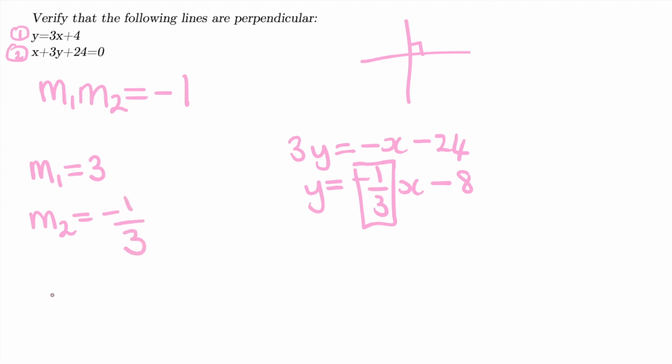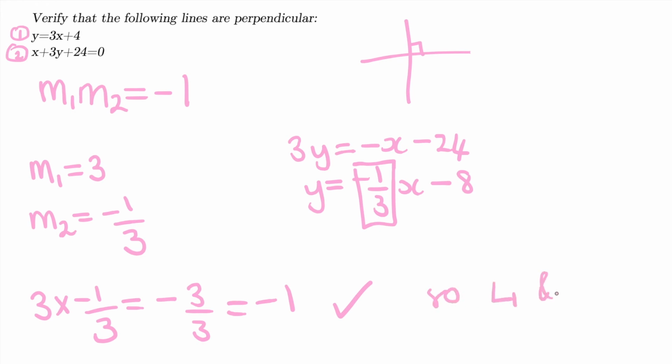Now let's multiply these and see if we come out with minus 1. If we do, then the two lines are perpendicular. 3 times minus 1 over 3 equals minus 3 over 3, or minus 1. So L1 and L2 are perpendicular. And there we have it.